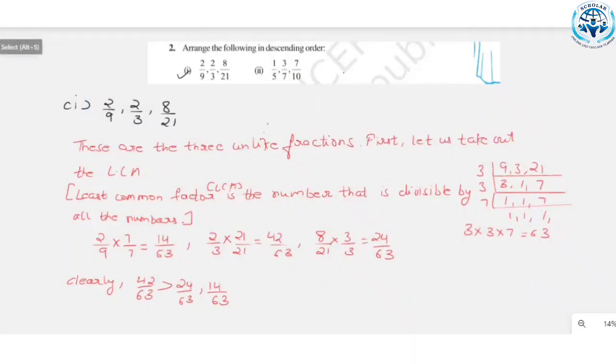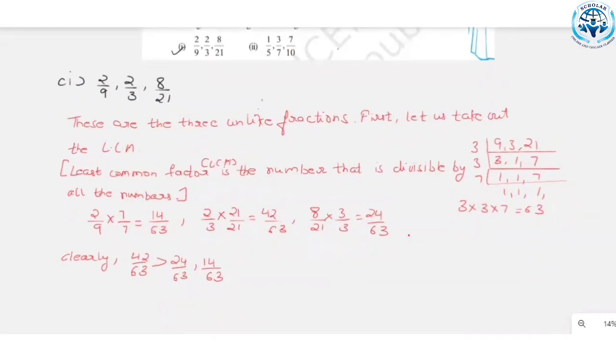42 by 63 is equivalent to 2 by 3, so we will write 2 by 3 first. Then 24 by 63 is equivalent to 8 by 21, so the descending order will be like this: 2 by 3, then 8 by 21, then 2 by 9. The same method will be repeated in the second part.